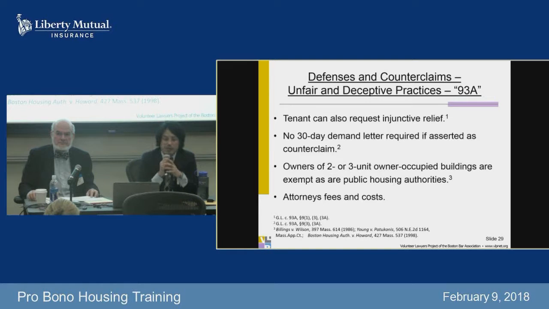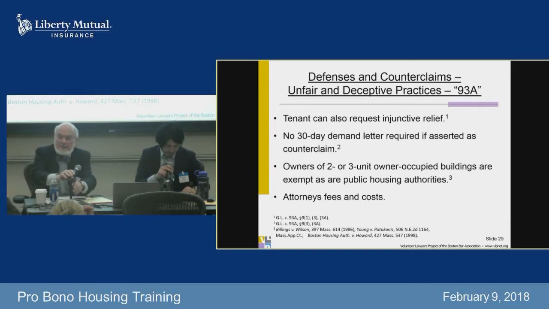And here is one of the things that Kathy was talking about. Not every landlord actually is going to be subject to 93A. So public housing authorities and owners of 2 or 3 unit owner-occupied buildings are exempt because these are entities that the legislature has considered are not in the stream of commerce, right? So they're not providing a good or service as a commercial practice. And so this Consumer Protection Act won't apply to them. 93A, though, also comes with attorney's fees and costs.